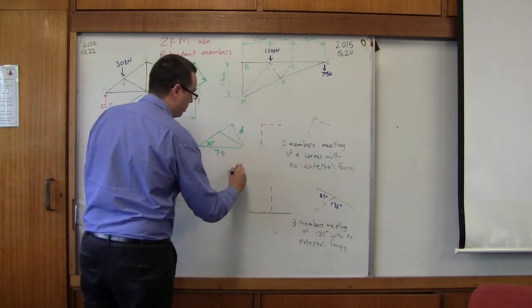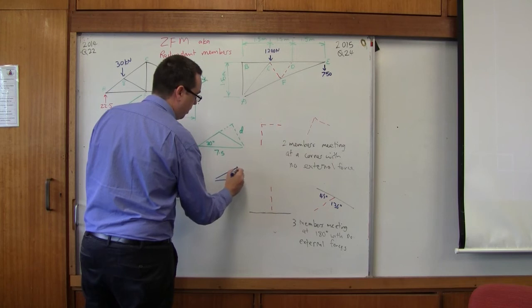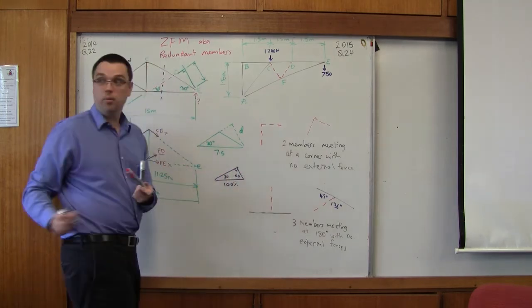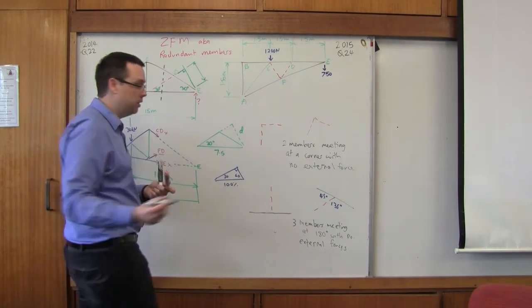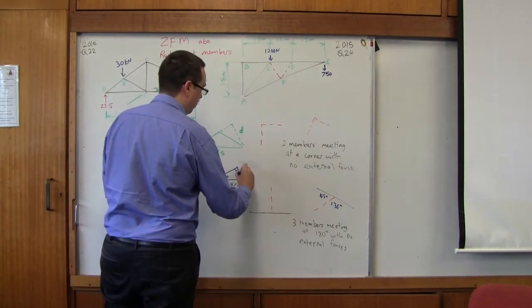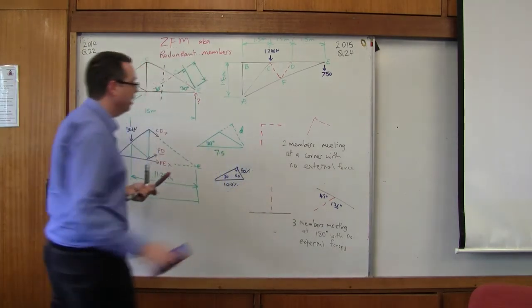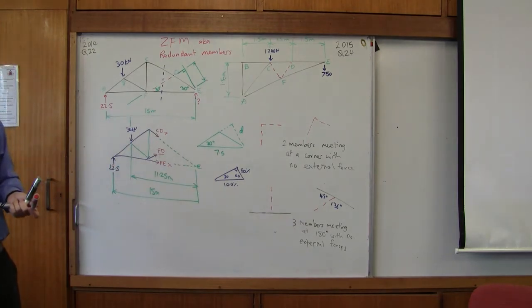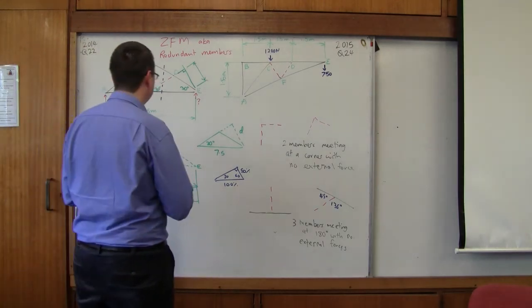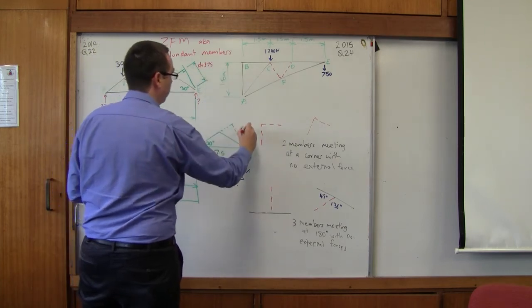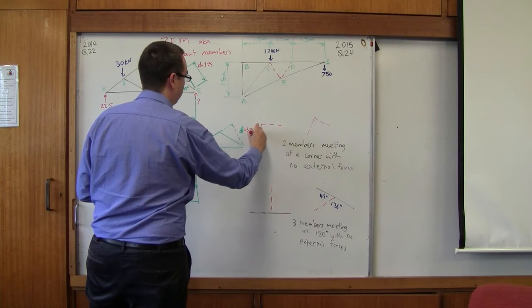If I had a 30-60 triangle, like this, I know that if the long side is 100%, the short side is how much? It's sine. Does that make sense? Anyway, 50%. So what's D going to be? 3.75. Exactly right. D equals 3.75 meters.